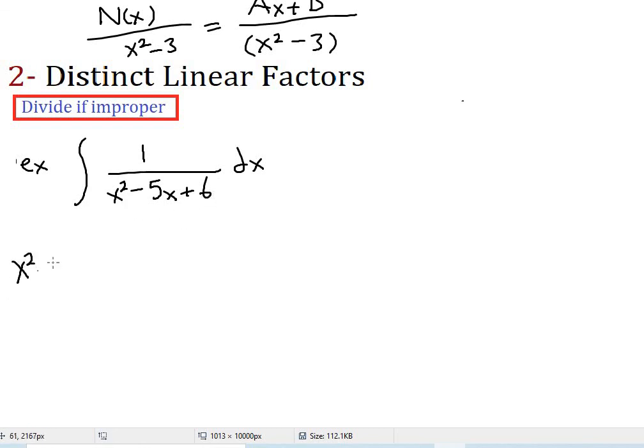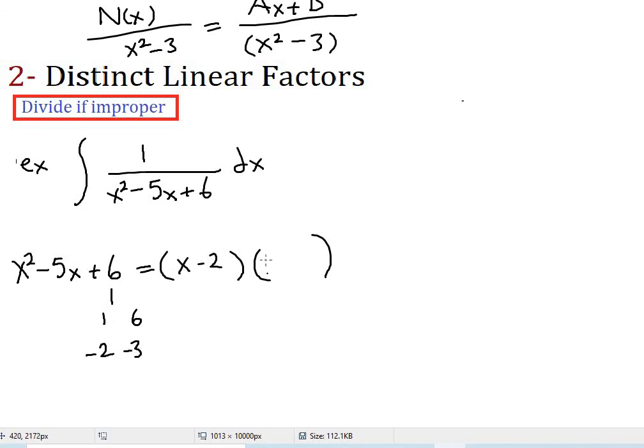So x squared minus 5x plus 6 is equal to, we need two numbers that multiply to the c term, which is 1 times 6 or 2 times 3, and two numbers that add up to the b term, or middle term, which is negative 2 and negative 3. So x minus 2 times x minus 3 is equal to x squared minus 5x plus 6. So I can replace the denominator with these factors.